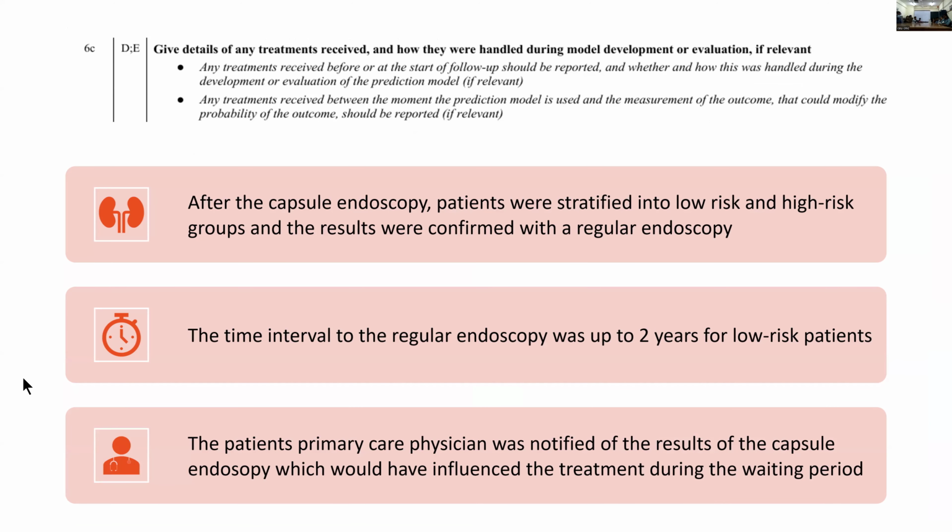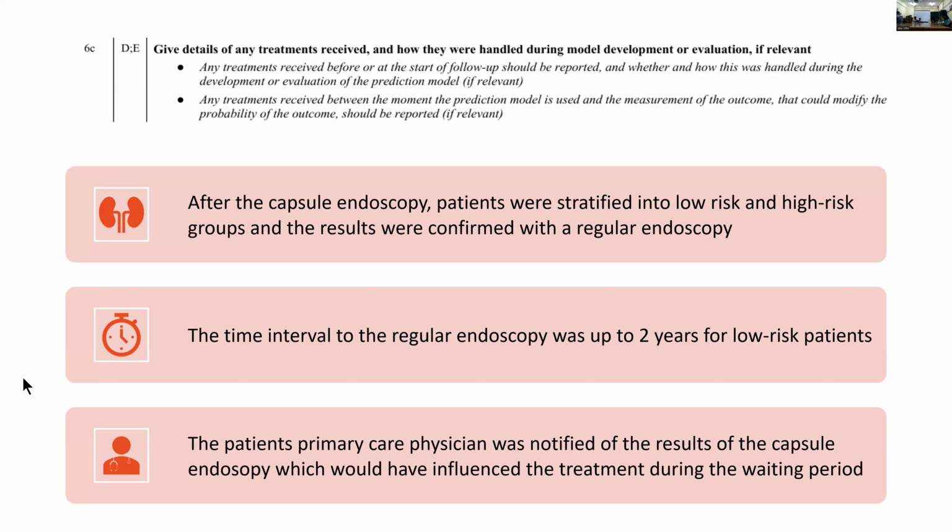So the details of treatments received and how the treatment varied through the follow-up of these patients. Now, after this capsule endoscopy was done, patients were stratified into low and high risk groups, and these had to be confirmed with a regular endoscopy. So when the capsule endoscopy was done, the patient's primary care physician was informed about the results of that capsule endoscopy. The physician was informed that they fell into either a low risk group or a high risk group.